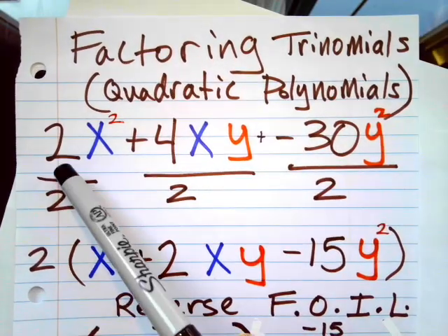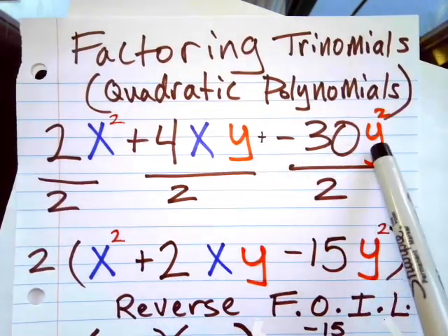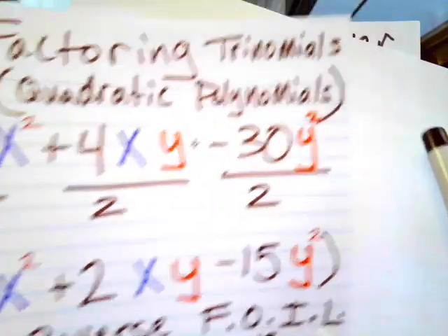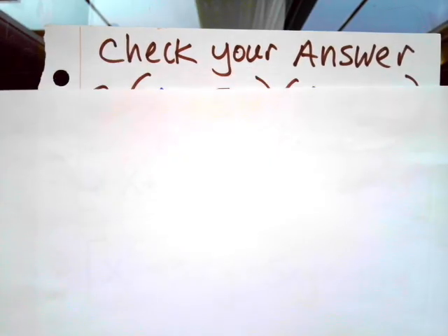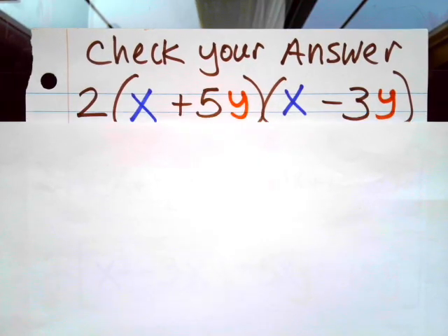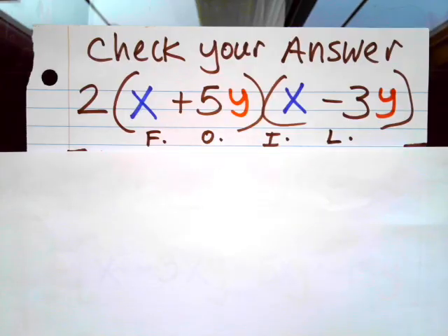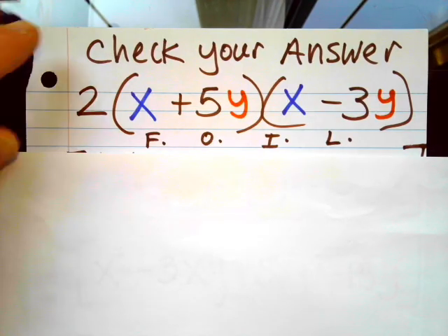What we started with: 2x squared plus 4xy plus a negative 30y to the second power. That's what we started with in the video part 6 of this series. Now I want to check my answer and make sure I factored correctly by using FOIL. Multiplying using first, outer, inner, last. First, outer, inner, last. Let's get started.